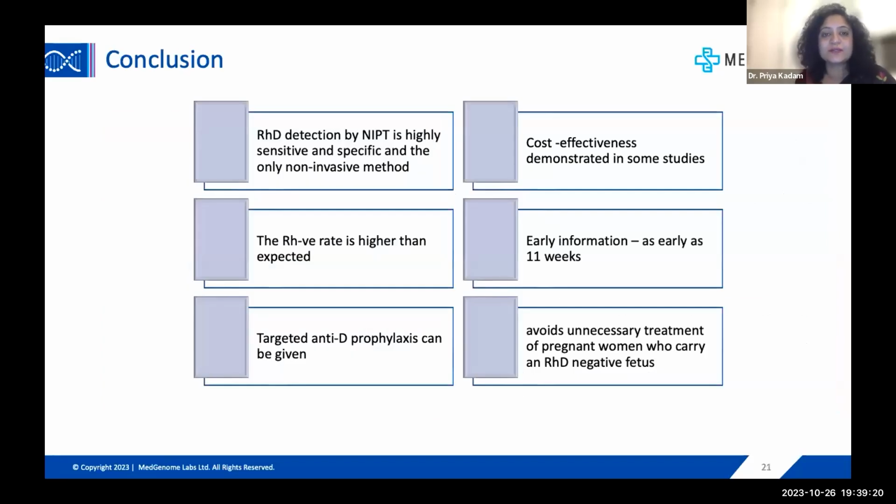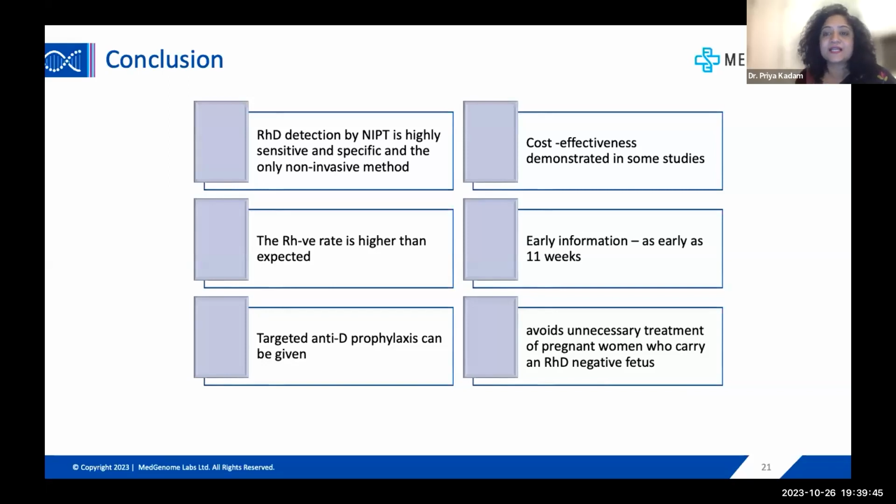So I'd just like to conclude here. RhD detection by NIPT is highly sensitive and specific, and it's the only non-invasive method to know the fetal blood group, the Rh blood group. And the Rh negative rate that we have seen here is higher than what was expected. Of course, it can guide targeted prophylaxis and management of pregnancy.